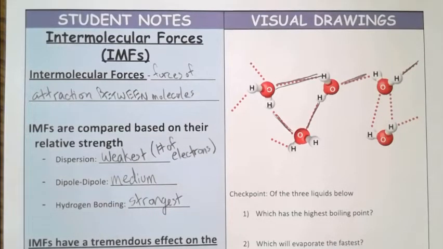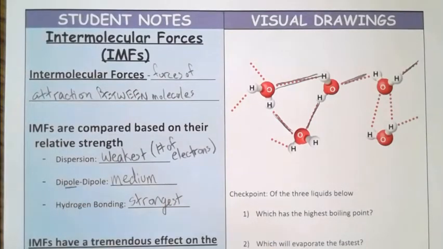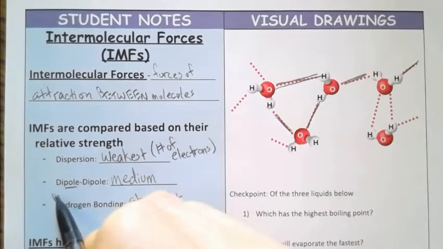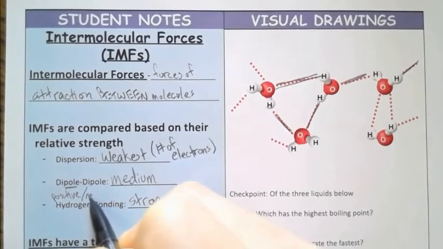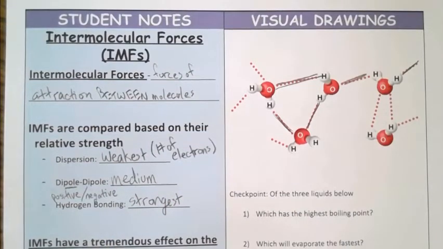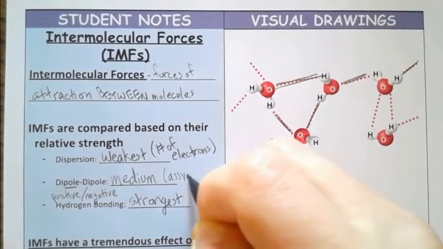Dipole-dipole is kind of an interesting term. Really, we're focusing on this concept called a pole. And if you think about like North Pole, South Pole, the magnetic poles of our planet, a dipole-dipole exists when you have a positive and a negative region within the molecule itself. And so really what this one is referring to is a sample that is asymmetrical.